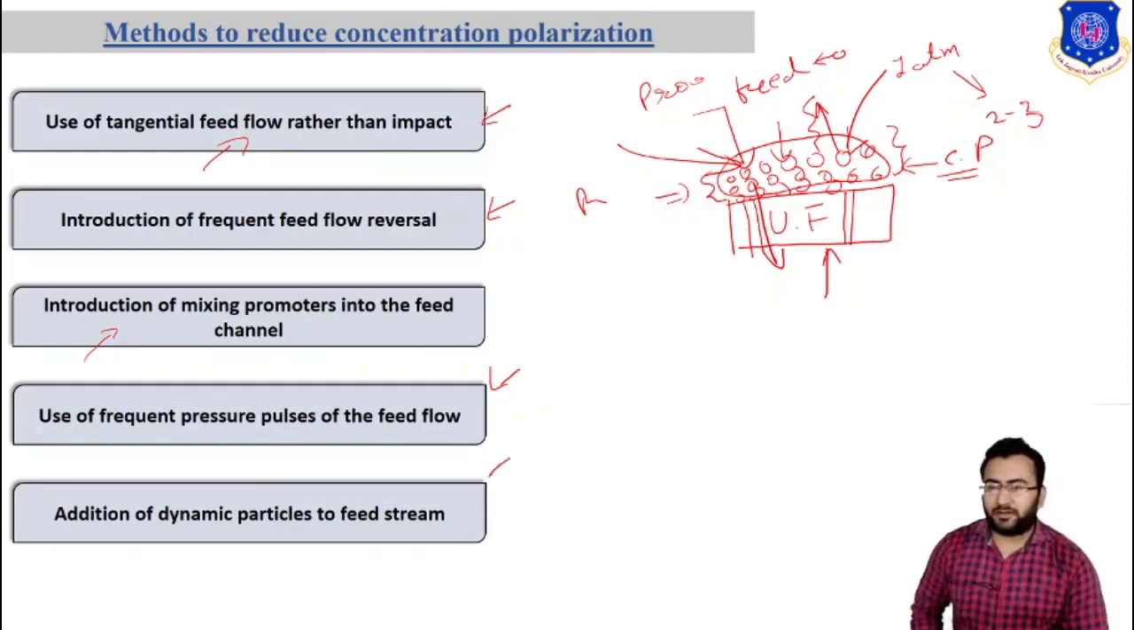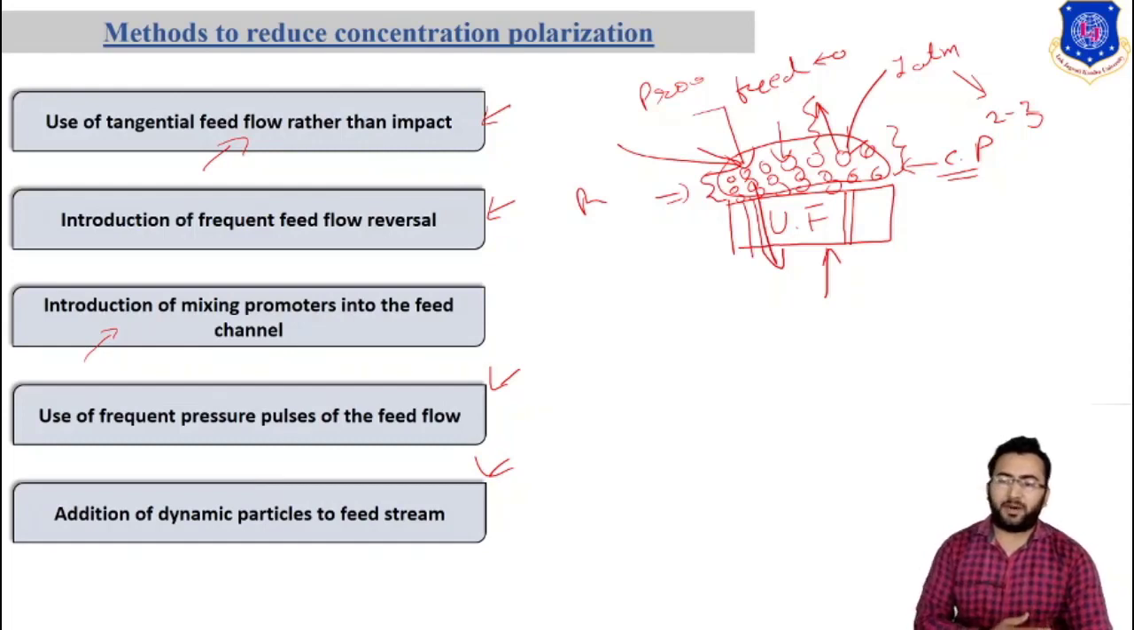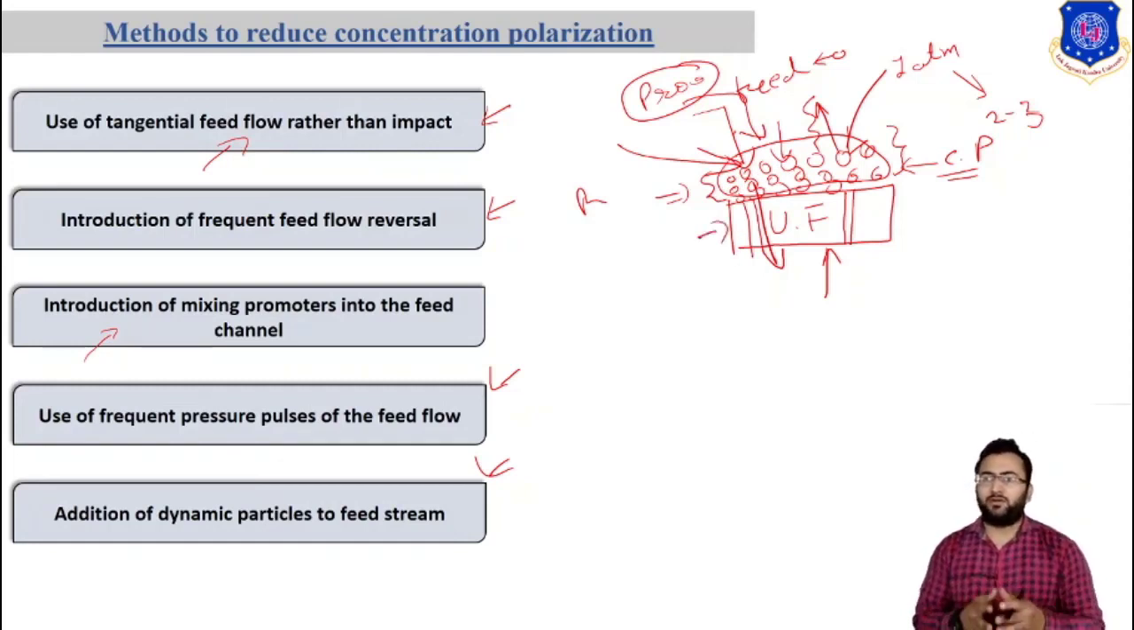Then the final method for removing concentration polarization is the addition of dynamic particles to the feed stream, which is the same as the promoter. If we add dynamic particles, they will run off this solute, and we will get a clean ultrafiltration membrane. So these are all methods to reduce concentration polarization. Sometimes chemical methods are also used to reduce concentration polarization.